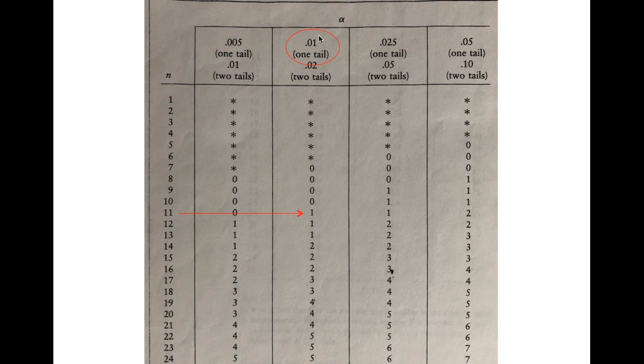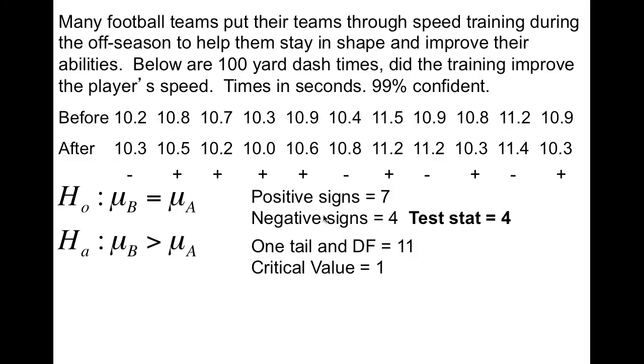Okay, so again, alpha level is 0.01 because we were 99% confident. We're looking at the one-tail test because we were greater than in the alternative. Degrees of freedom was 11, and 1 is our critical value. So test statistic of 4, critical value of 1.